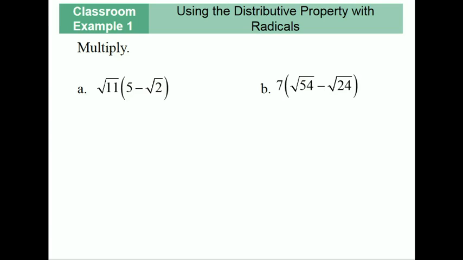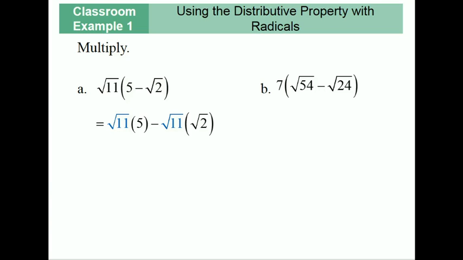Okay, so let's look at this first slide with these two problems. So basically, we're going to distribute that square root of 11 across that binomial. Now, I'm not a real big fan of the way that this is presented, because it almost implies that the 5 is multiplying by the 11, which is a radicand. That's not exactly what's happening.